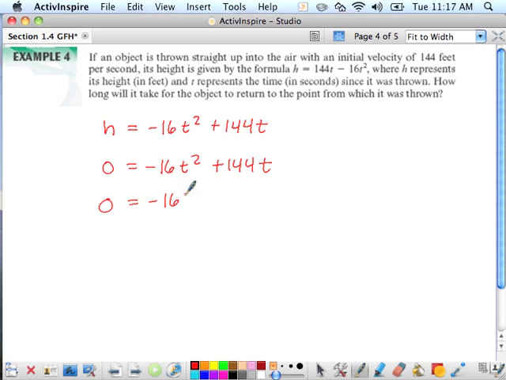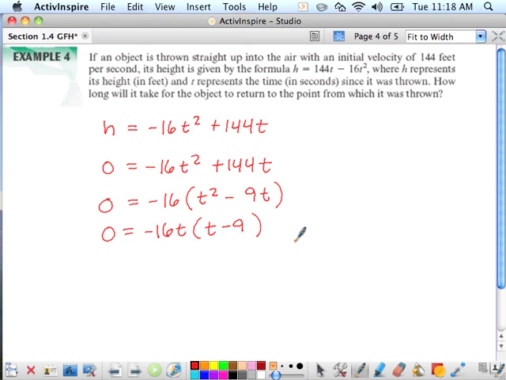So let's take out a negative 16, and that will leave me with t squared minus what? 9. Minus 9t. Hey, we should have also taken out a what? A t, so let's take that out. So now we have 0 equals negative 16t times t minus 9. It's as factored as we can get.